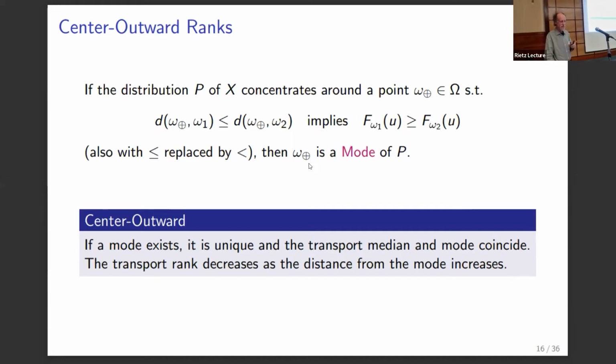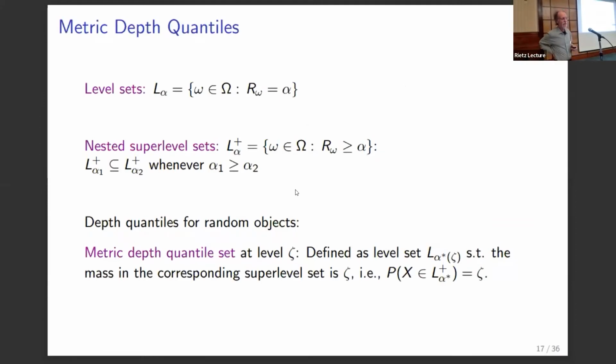If that exists, and it may or may not exist, we call omega plus a mode of P. If a mode exists, it's unique, the transport median and transport mode coincide, and the transport ranks decrease as the distance from the mode increases. We can also define metric depth quantiles. You have level sets of points where the rank is the same, and nested super level sets, which is just what's above those level sets. You define depth quantiles by selecting a level zeta, and then finding the rank alpha star such that the mass in the super level sets is zeta. So we get something like depth quantiles for those metric spaces where we have the entropy conditions.